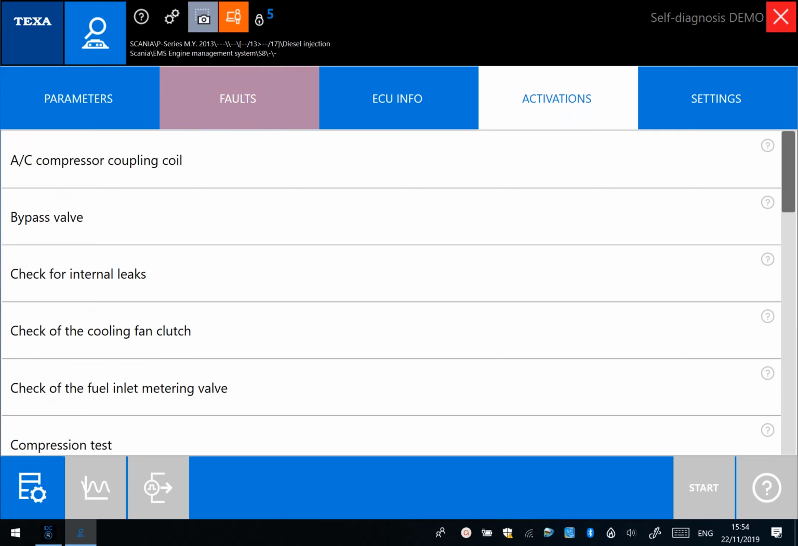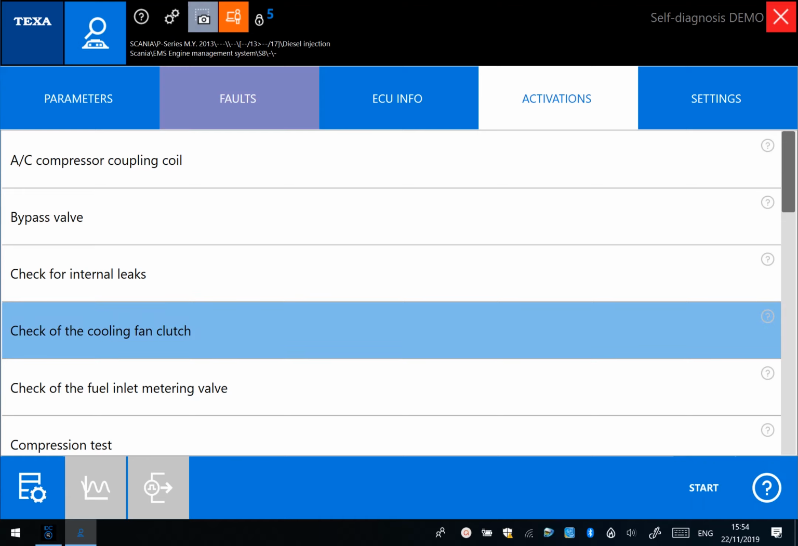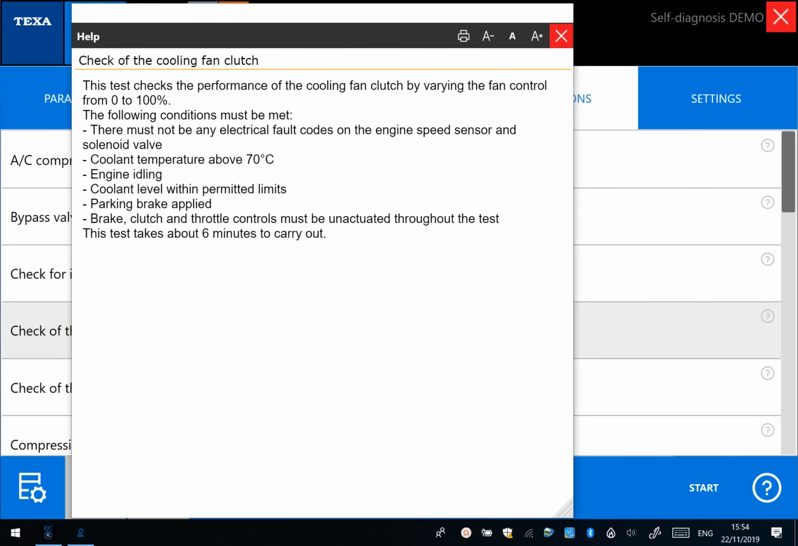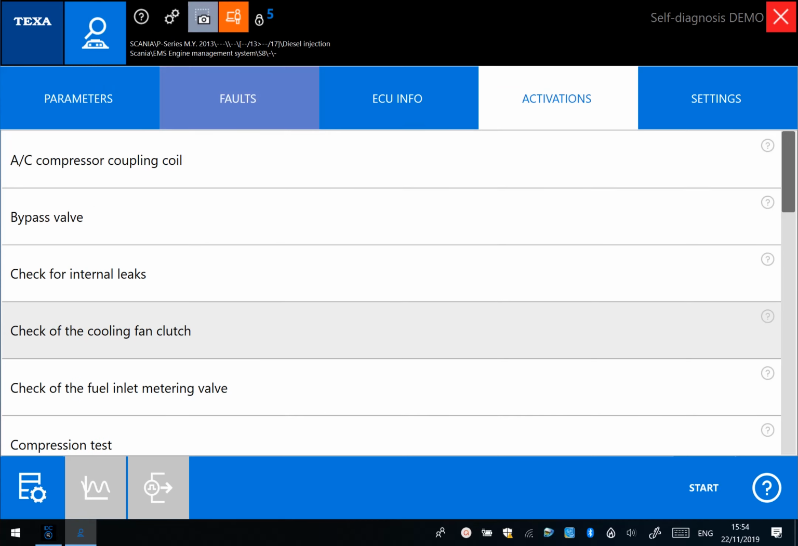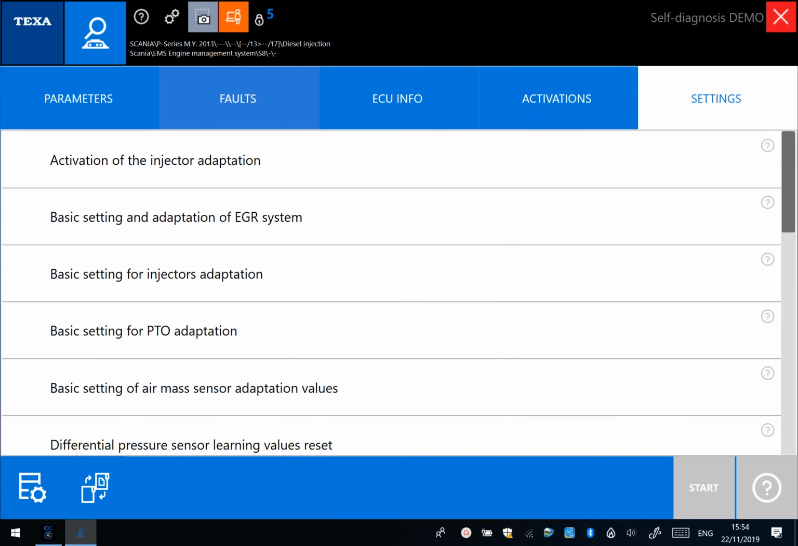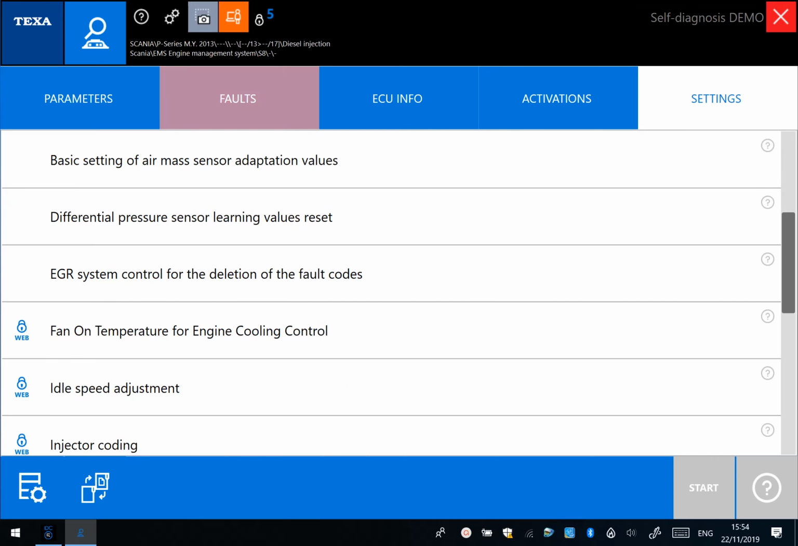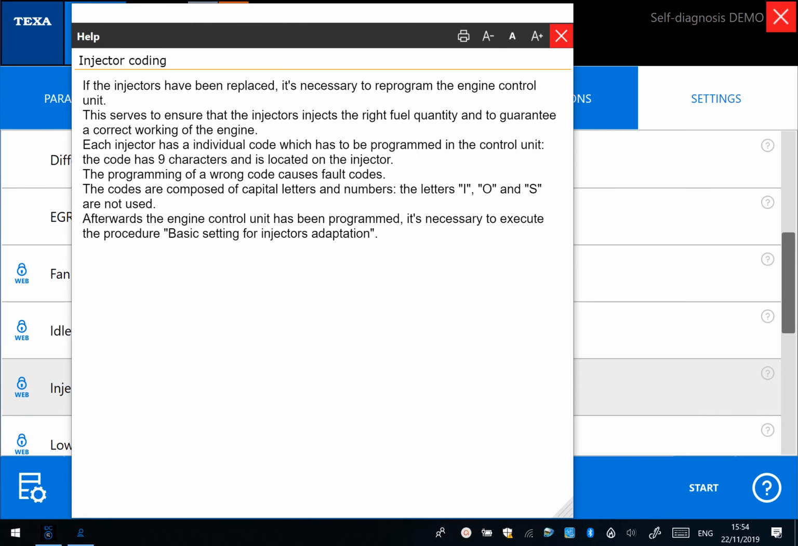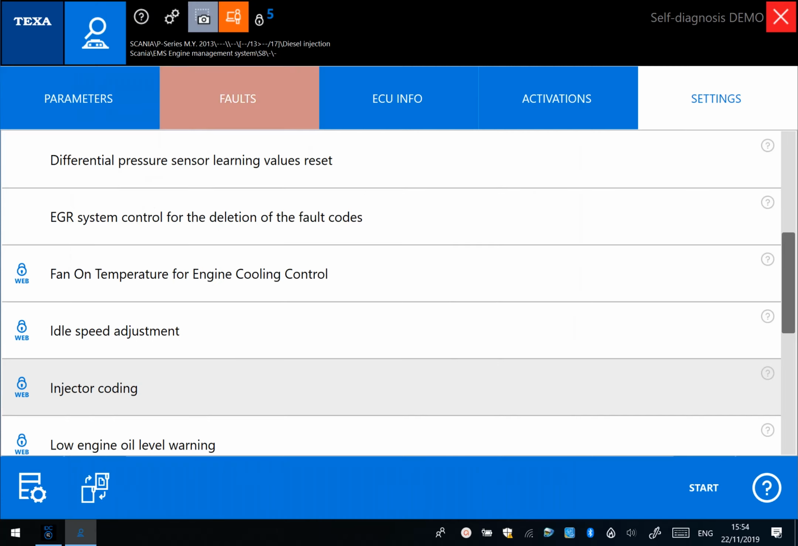Just going back, the activations and settings, these are the things that we looked at initially in the shortcuts. So you can see, for example, check of the cooling fan clutch. Now this has a question mark, so basically this will tell you what the purpose of the test is, what values you're potentially looking for, and the process of carrying out the test. In a similar vein with the settings, you've got a lot of settings in there that we can do. Injector coding, for example, we click on there, and again, it will give you details of what that's going to do.